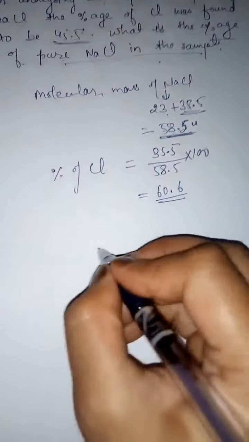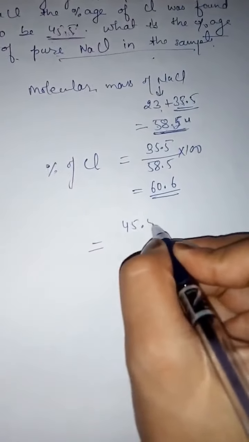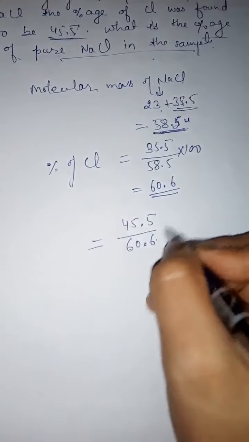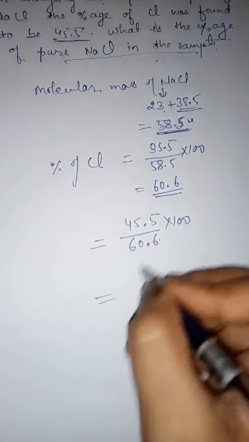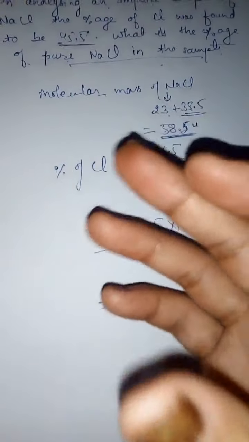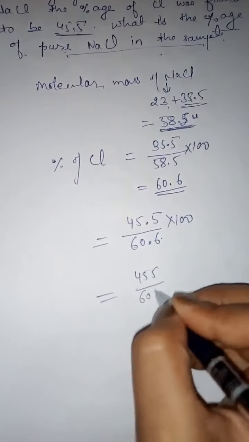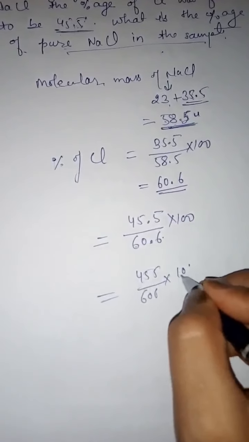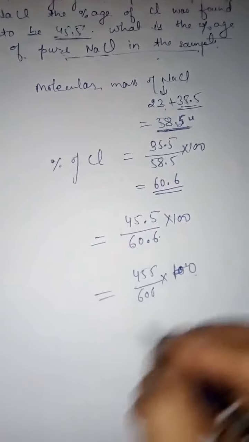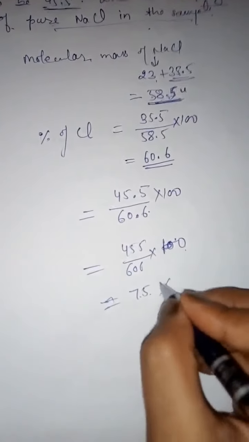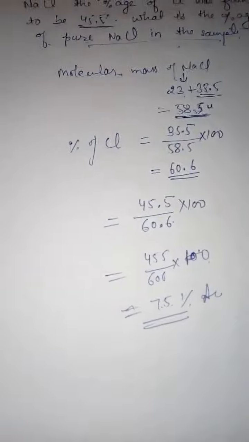So what is given is 45.5% of Cl is found to be present. So 45.5 divided by total chlorine, that is 60.6, multiplied by 100. From here we can calculate the purity, that is how much pure NaCl is in this NaCl. So from here you can calculate, it will come approximately 75%. It will be the answer.